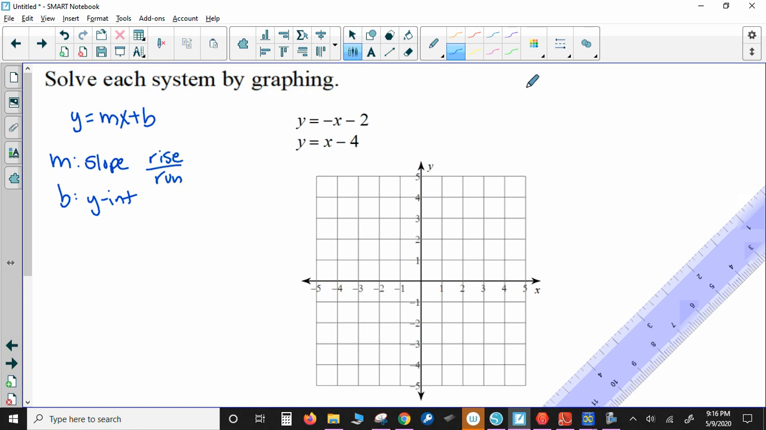So looking at this top equation, we have y equals negative x minus 2. I'm going to start at my y-intercept. My b is negative 2, so I'm going to come down here and put a point on negative 2. And my slope is the coefficient of x. Well, it kind of looks like I don't have a coefficient of x. There's just a negative sign. But if there's no slope written, it's going to be 1. In this case, my slope is negative 1.